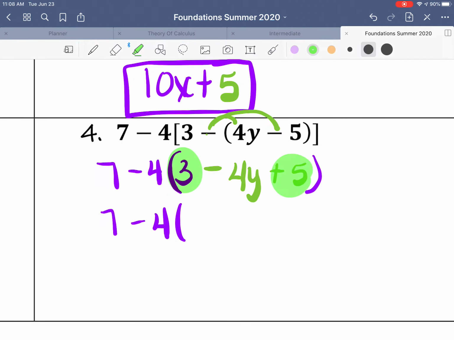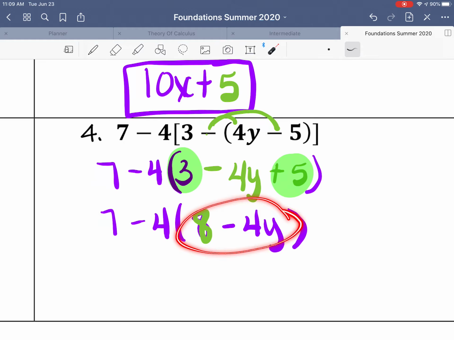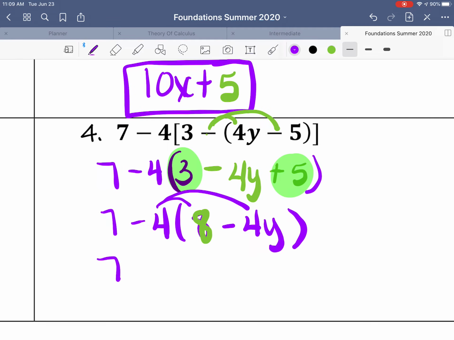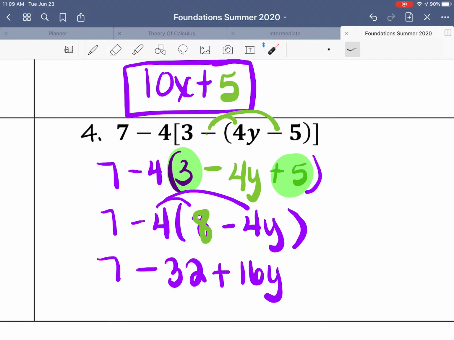Inside my parentheses, I do have like terms. So I am going to join those. I should make it green to keep with the color. And then now I'm done inside the parentheses, but I have this -4 outside that I will distribute. Seven minus 4 times 8 is 32. -4 times -4 is +16. So that's why we could not do 7 minus 4.